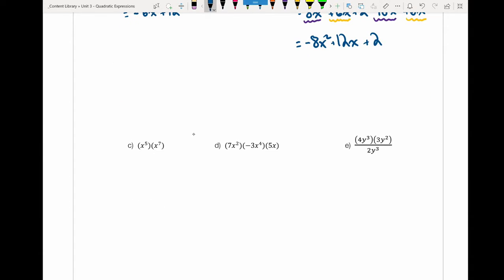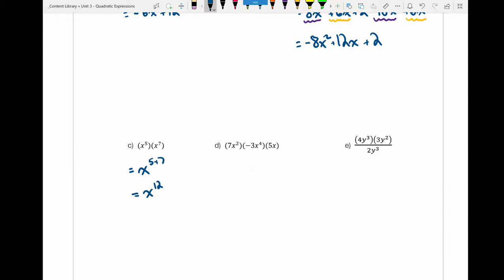For c, I just have two terms multiplied together. These are powers that are multiplied together with the same base. So when I multiply these through, remember we keep the same base, but we add the exponents. So it's going to be x to the power of 5 plus 7. We have x to the power of 12.